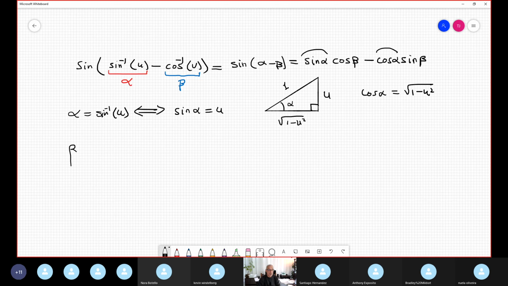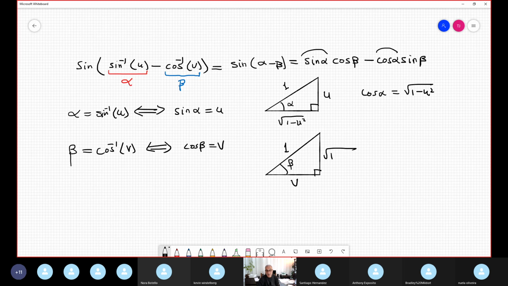Super. Likewise, beta. According to my definition, cosine inverse of b, sorry, not u. It's equivalent to say cosine beta is equal to b. And we have another triangle for b. This is beta, 90 degrees. Cosine by definition is adjacent over hypotenuse. When it's invisible, you know it's 1. And this is the square root of 1 minus b squared.